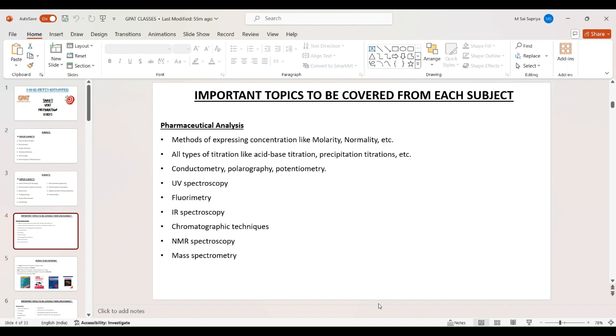Then conductometry, polarography, potentiometry are not so important topics, but if you have time, you can refer to them. It is a knowledge kind of thing. Then coming to the main spectroscopic topics like UV, IR, fluorimetry, and all chromatography techniques: what the principles are and what detectors are used. NMR and mass are usually not given in our B.Pharm syllabus, but it is better to read these topics also, which I'll be covering very soon.